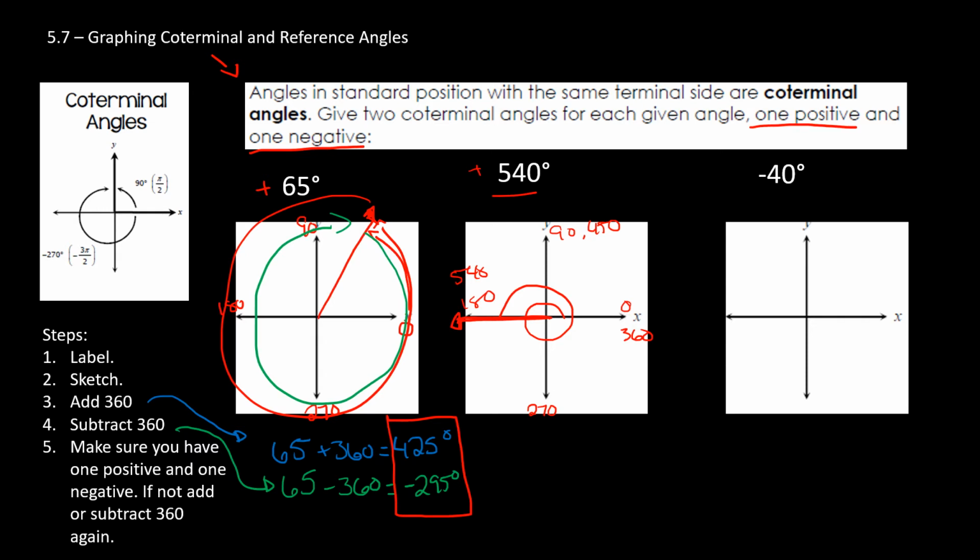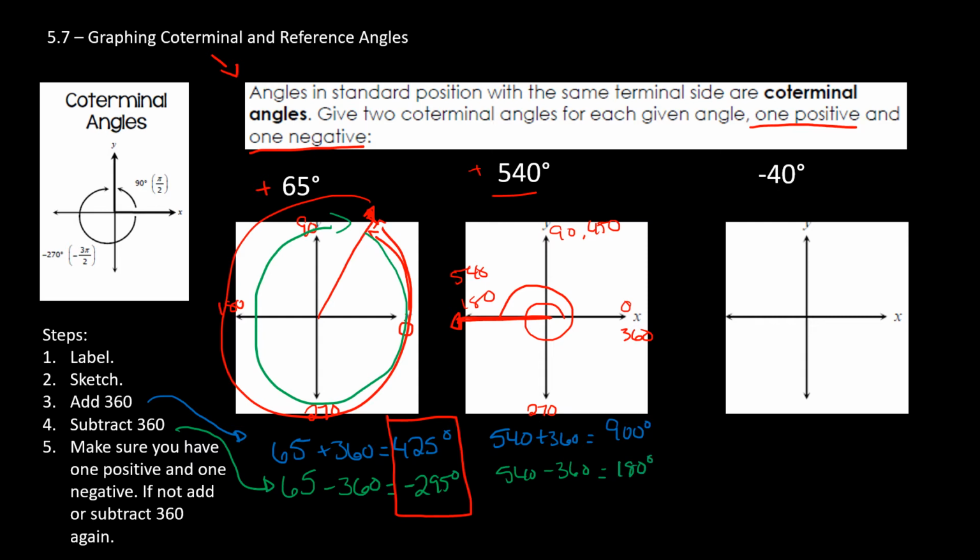Well, how do we get our coterminal angles for this? We're going to follow the exact same steps. So we would take that 540 and we can add 360 to it. Well, 540 plus 360 equals 900 degrees. Okay, and now if we want to get our negative coterminal angle, we would do the same thing that we did in the previous problem. We'd say 540 minus 360. Well, 540 minus 360 is 180 degrees.